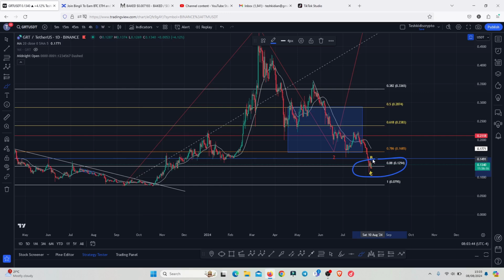That significant key area here on the Fibonacci's, and that is the price action that I'm expecting for the next coming hours and also days.